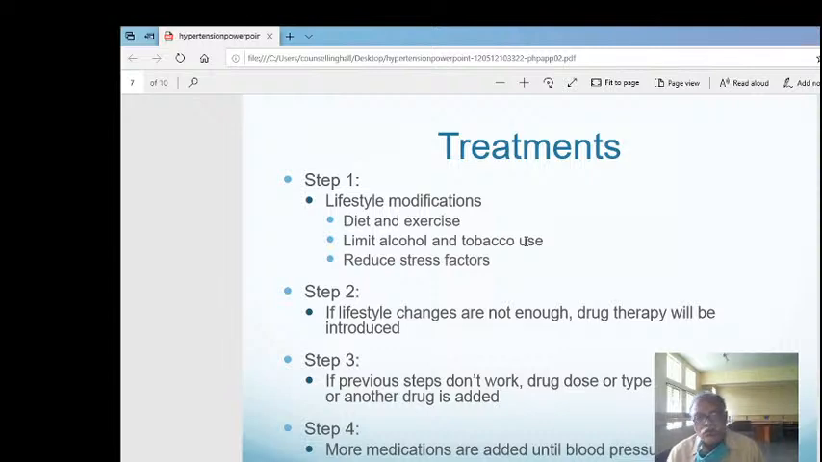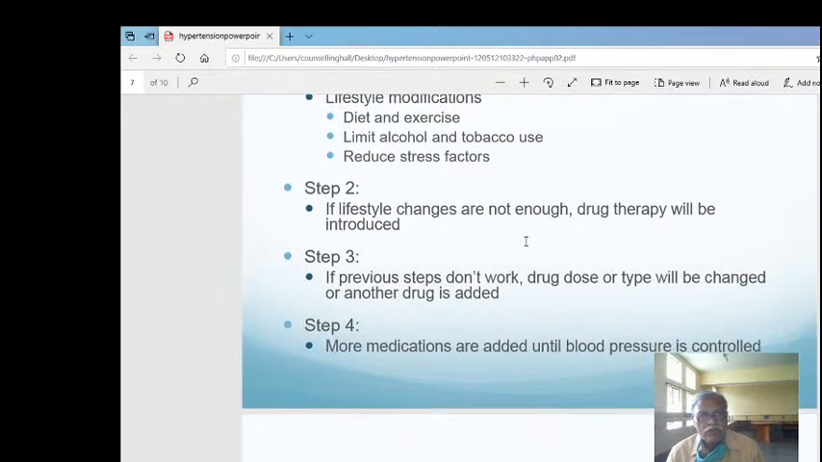And to reduce stress factors, of course, everybody will have his or her own stress, which is very important. In decreasing the stress, one can relax, take rest, go for walking or swimming or do yoga, which is of great help in relieving tension, and thereby it can reduce the blood pressure by 5 to 8 millimeters of mercury.